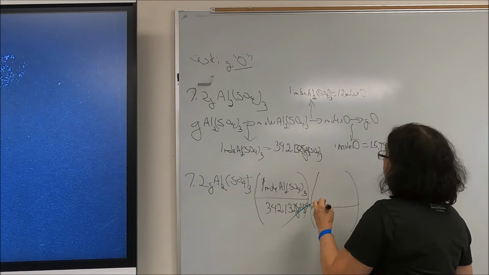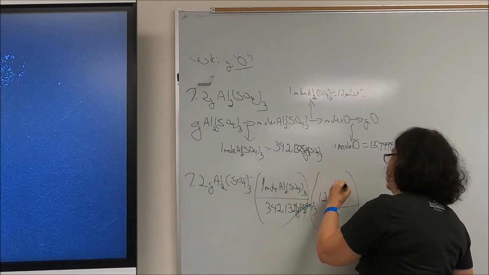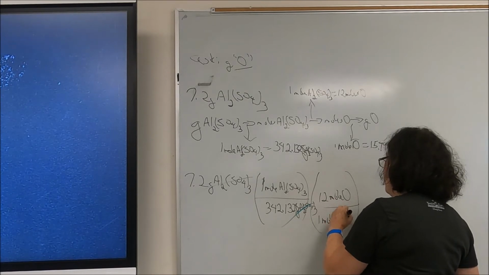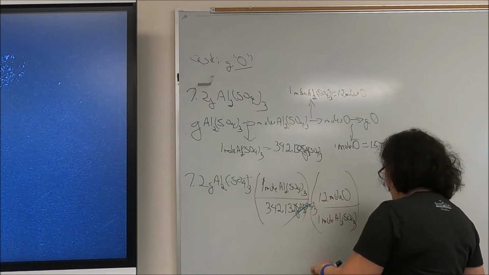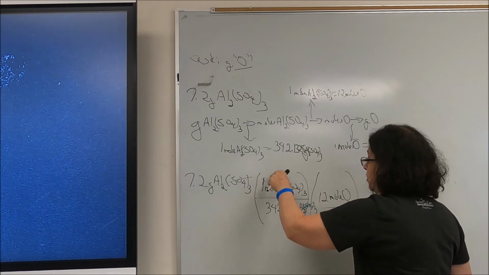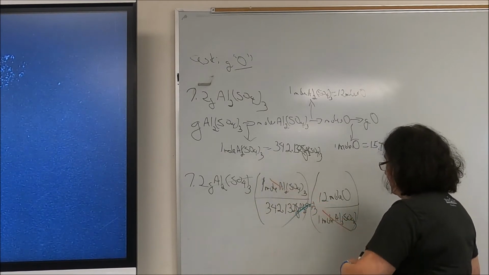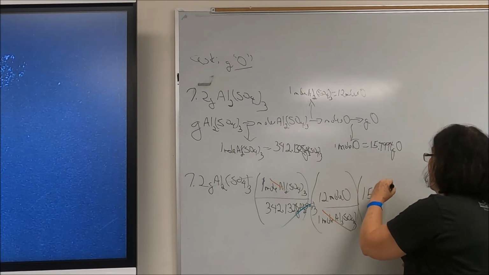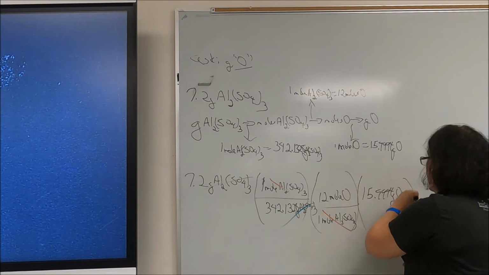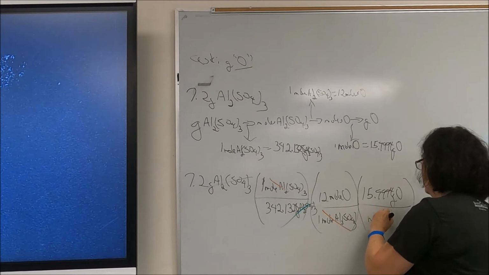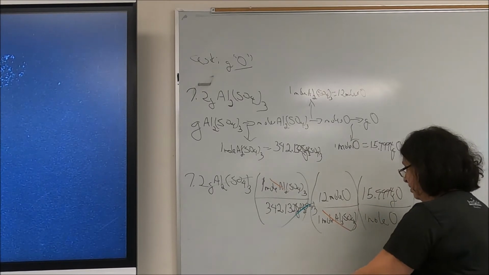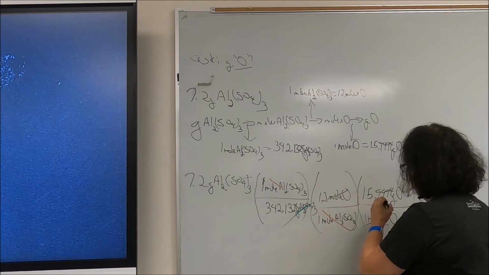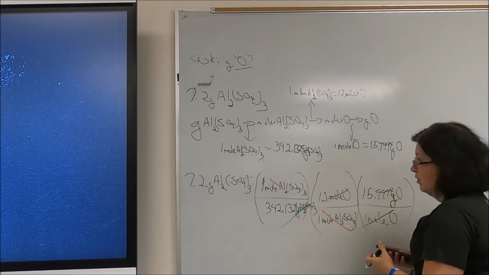Next, we're going to go to moles of oxygen: 12 moles of oxygen for every 1 mole of aluminum sulfate. So now moles of aluminum sulfate divide out. And then lastly, 15.9994 grams of oxygen for every 1 mole of oxygen. So moles of oxygen divide out. The only unit I'm left with is grams of oxygen.